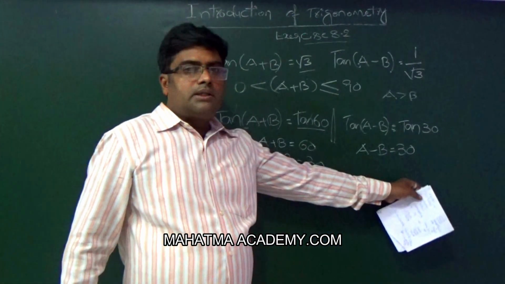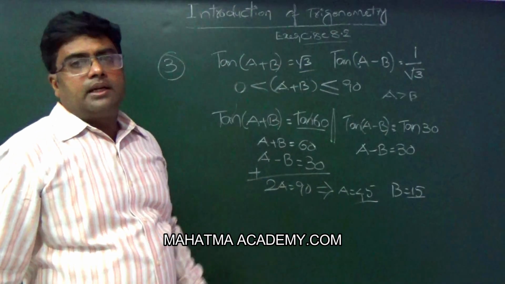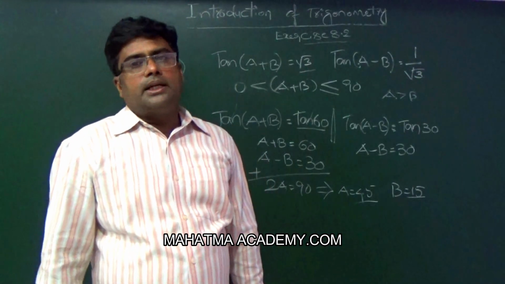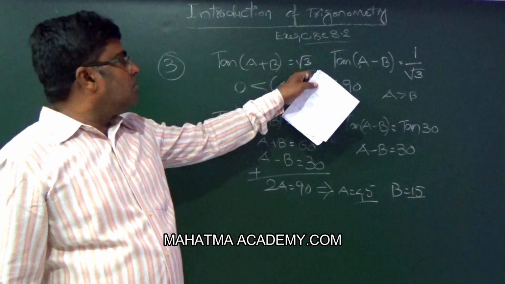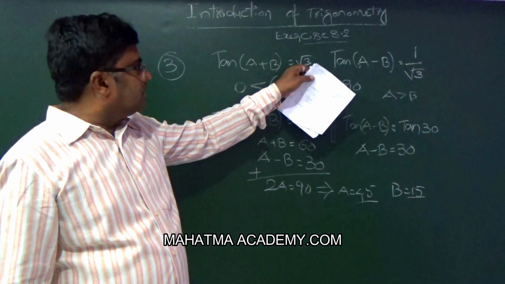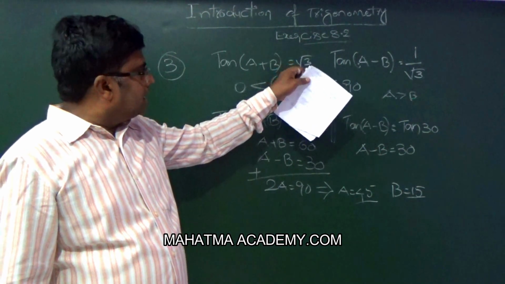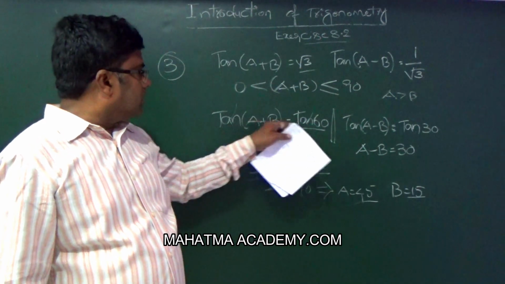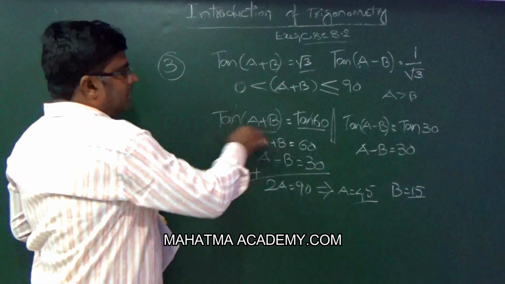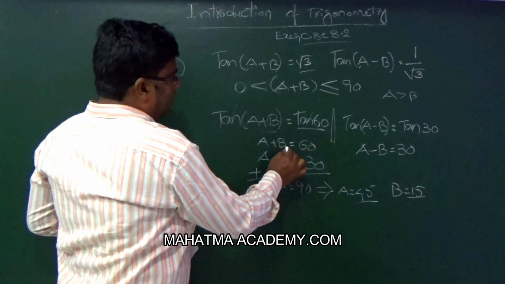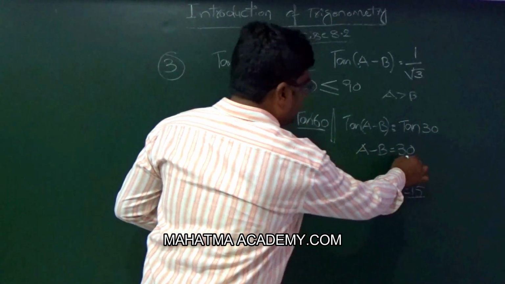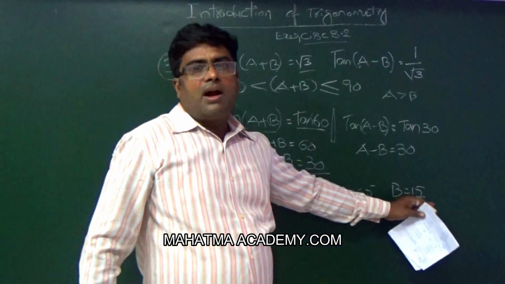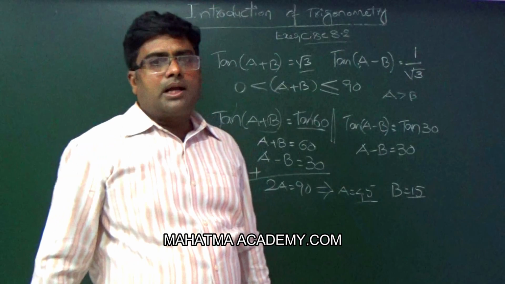A plus b equals 60, tan 60 equals root 3. A minus b equals 30, tan 30 equals 1 by root 3. Just substituting the values, at 60 degrees the tan function is root 3. Comparing the left hand side with the right hand side, a plus b equals 60 and a minus b equals 30. Solving these two equations, we get a equal to 45 and b equal to 15. So we will conclude today's chapter.